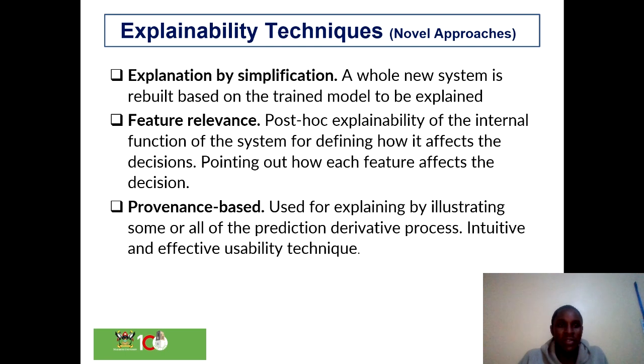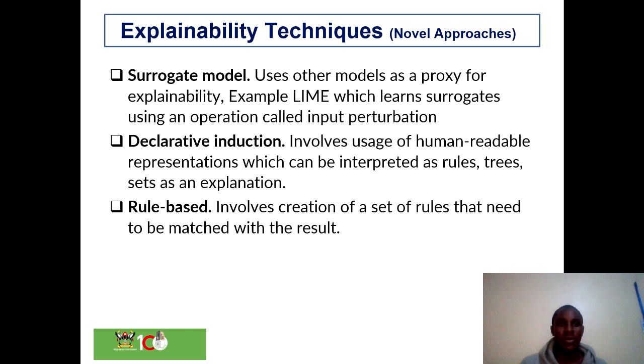And then there are provenance-based ones, which are used for explaining by illustrating some or all of the prediction derivative processes. This is largely intuitive, and it's also considered to be an effective usability technique. Then there is a surrogate model, where you use other models as a proxy for explaining your model. An example that appeared in their review was Lime, which learns surrogates using an operation called input perturbation.